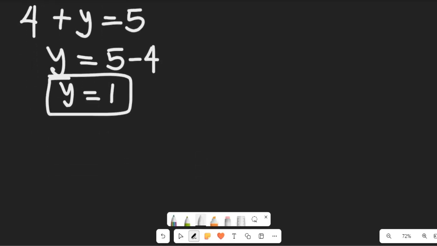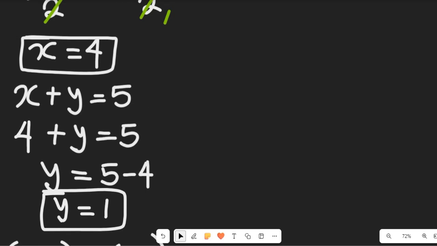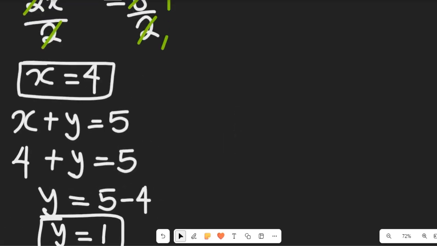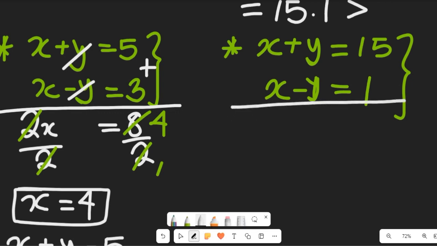So from that first equation, we can say our x comma y is equal to 4 comma 1. Great. Now let's consider the second equation. From the second equation, we are given x plus y equal to 15. So we are going to solve simultaneously using the elimination method. We are going to add.